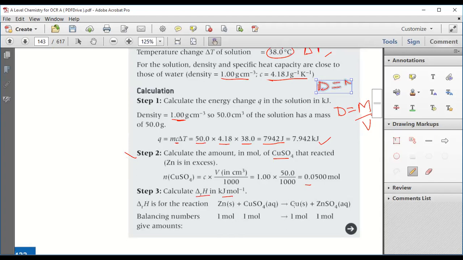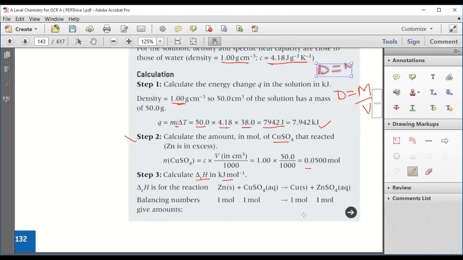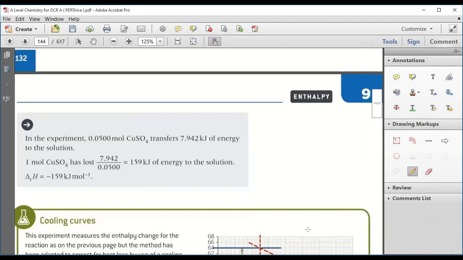1 mole, 1 mole. Now balancing the numbers given: in the experiment, 0.05 mole of copper sulfate transfers 7.942 kilojoule of energy. So 1 mole of copper sulfate has lost this divided by the number of moles, which is 159 kilojoule of energy to the solution. So it means that delta HR is going to be minus 159 kilojoule per mole. Is that point clear?